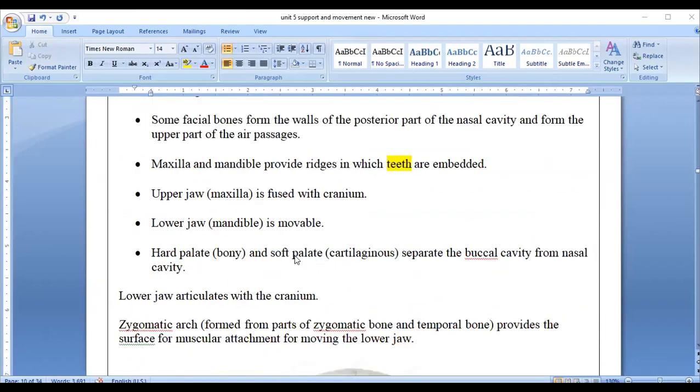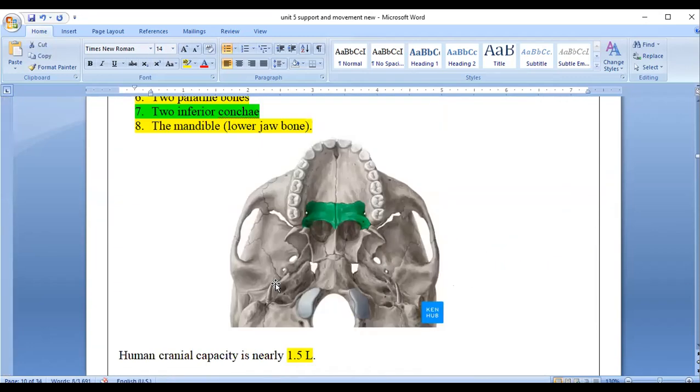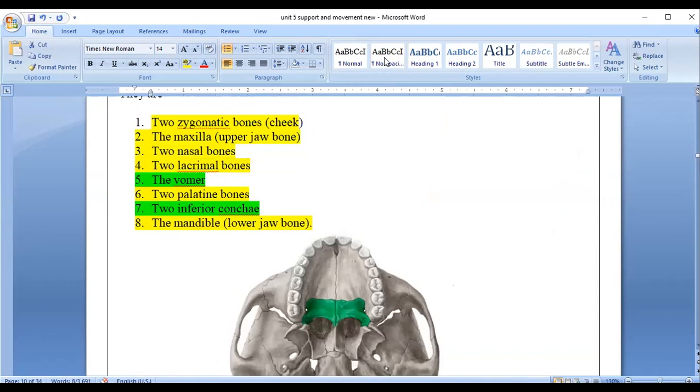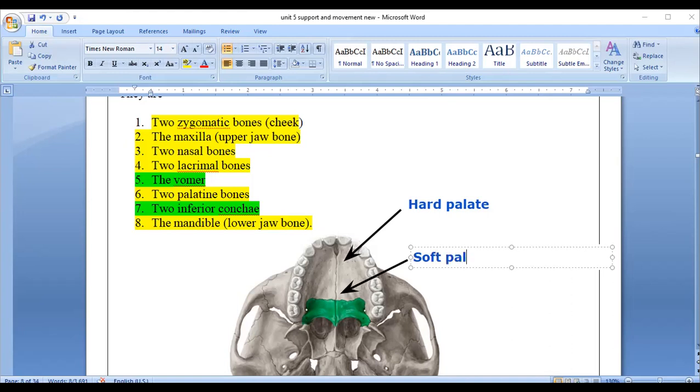What are the two sides of the palate? Hard palate and soft palate. There are some other descriptions, but that's not our problem. How can I mark this place? The front part is the hard palate. And this place? Soft palate. The hard palate is made of bones and the soft palate is made of cartilage. Understood?